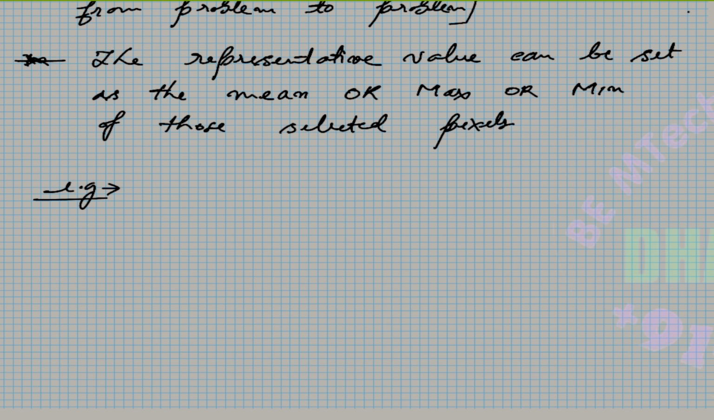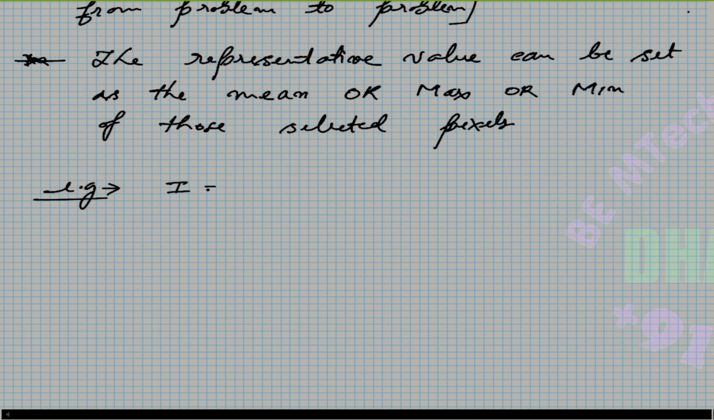So consider the image I equal to, I'll consider the same image: 1 1 1 3 4 6 4 8 30 0 1 5 0 2 2 4. This is the image. So let's consider two different examples of pooling. First example, I want to perform the mean pooling.